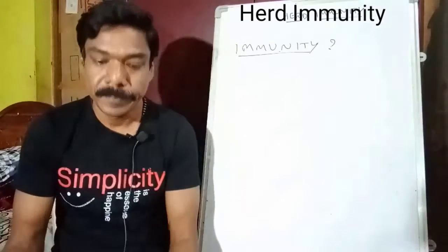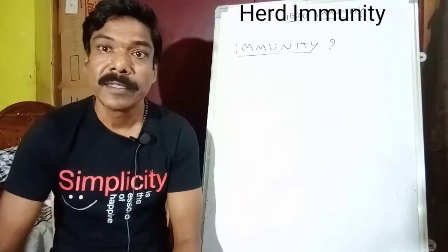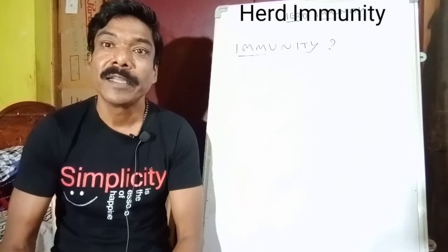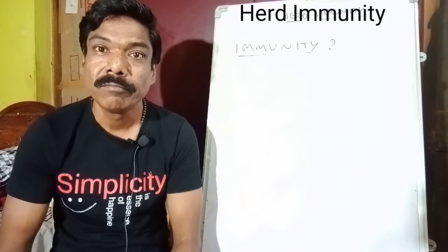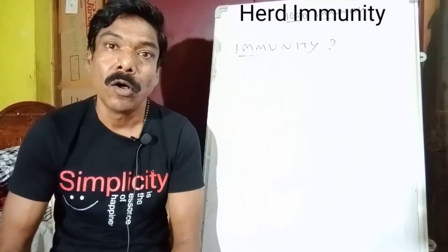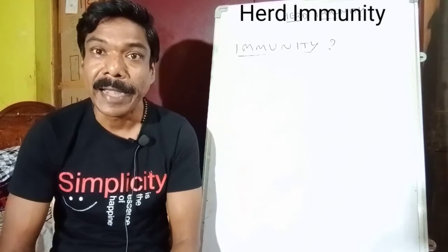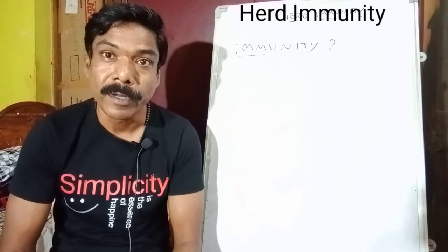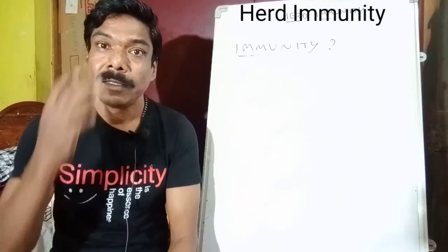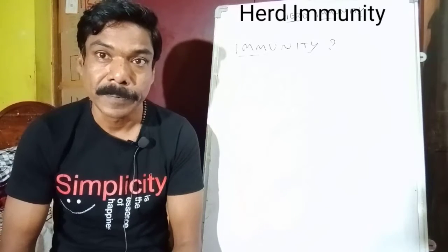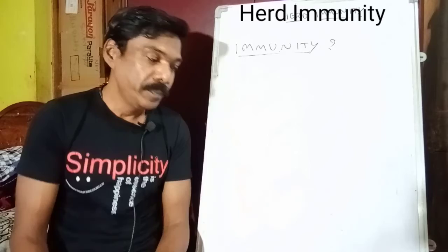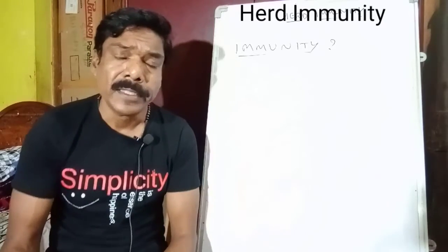So immunity is defined as the ability to fight against antigens such as virus, bacteria, or any kind of toxins that enter into the body of an organism and try to destroy its cells. So it's the ability of an organism to fight against the antigens. How it fights and all that we'll see later.